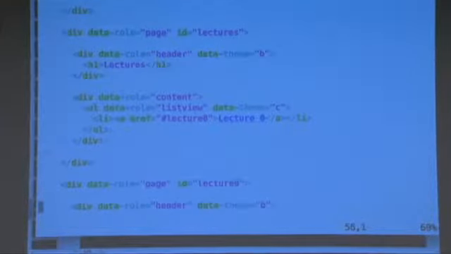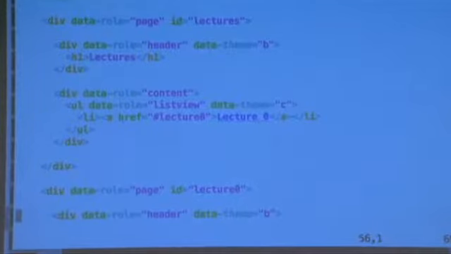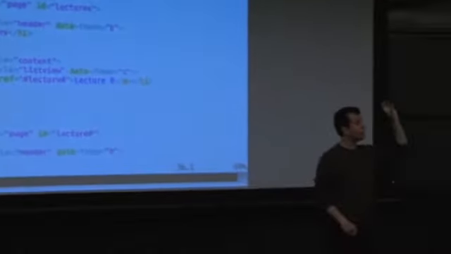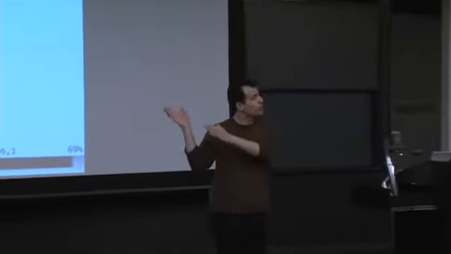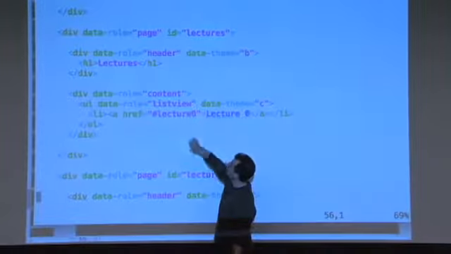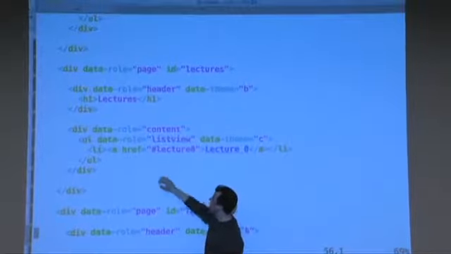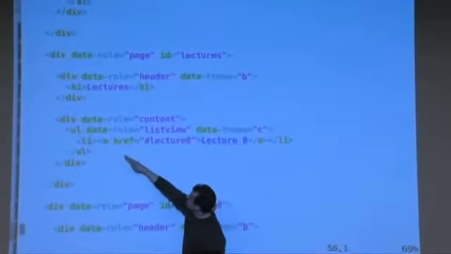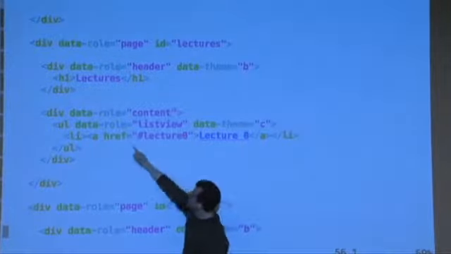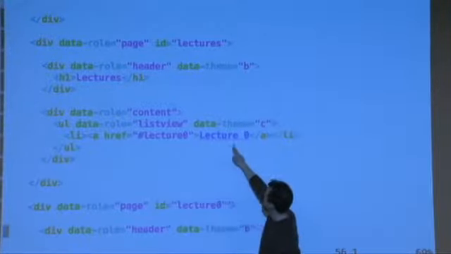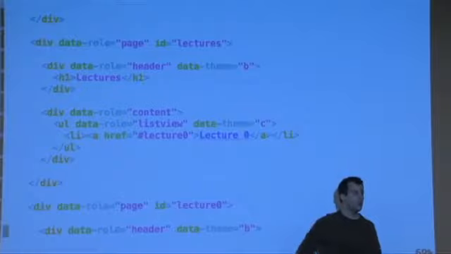Now I have another div whose data role is page, but whose ID is lectures. Notice the coincidence. I had sharp sign lectures a moment ago. Here is the ID lectures. It too has a header as a data role up there. It too has content, and it too has an unordered list whose role is list view, and a list item with an A. And what is its anchor tag pointing to? Lecture 0.